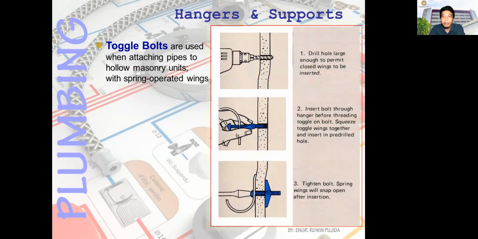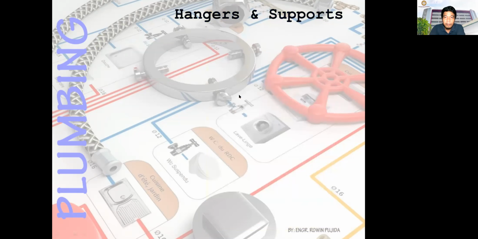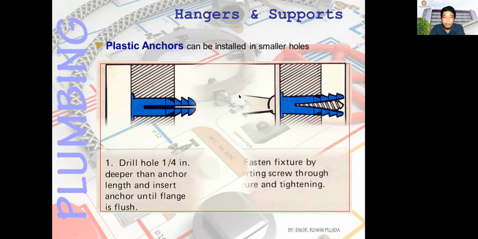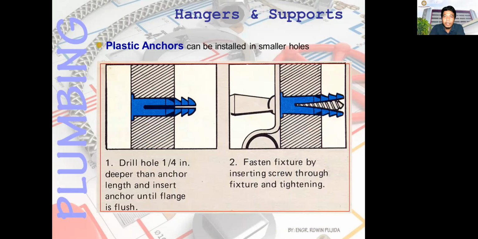Next, toggle bolts are used when attaching pipes to hollow masonry units, with spring-operated wings. So you have this type of toggle bolts. Then you have plastic anchors, which can be installed in smaller holes. I forgot the name, in our term, TOCs, plastic anchors.